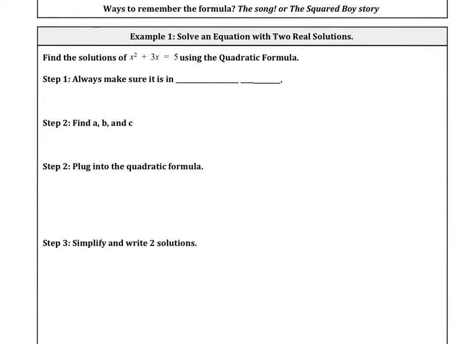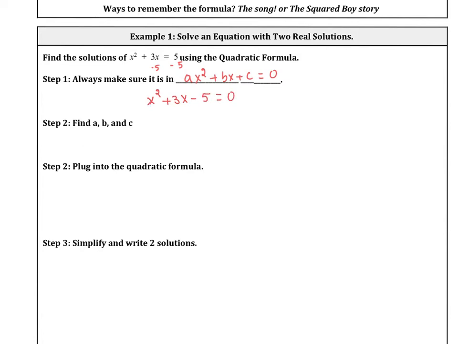So for example number 1, we are going to solve the equation x squared plus 3x equals 5. First of all, we are going to make sure that the other side is equal to 0. So always make sure that this is in standard form, which means ax squared plus bx plus c equals 0. So we are going to subtract 5 on both sides, and the equation becomes x squared plus 3x minus 5 equals 0.